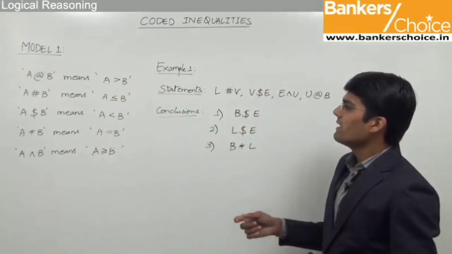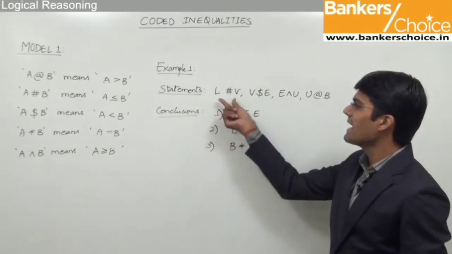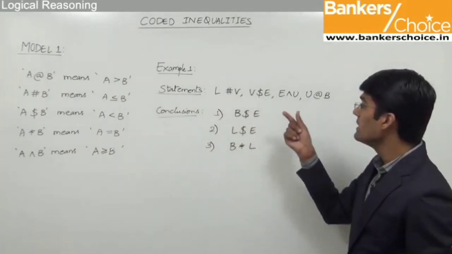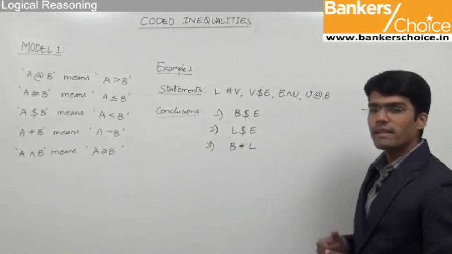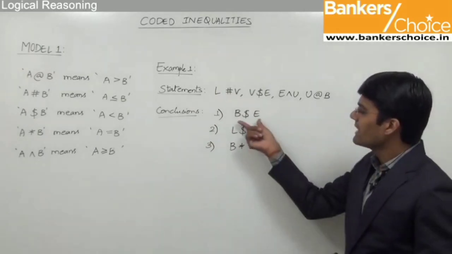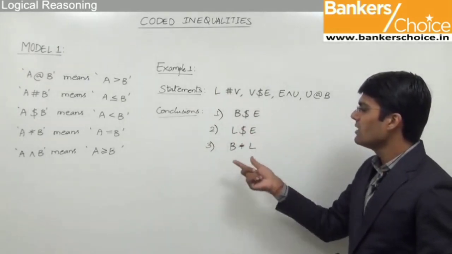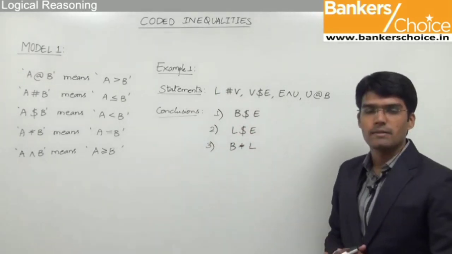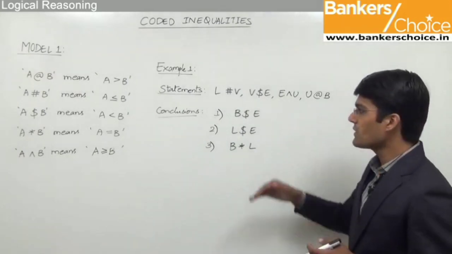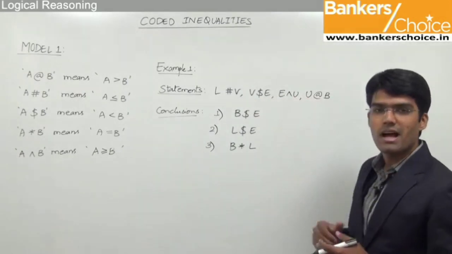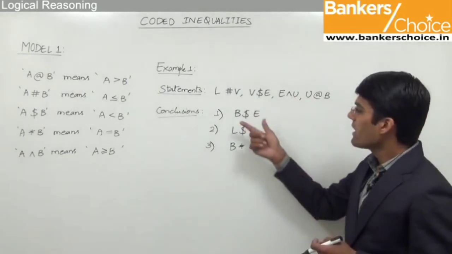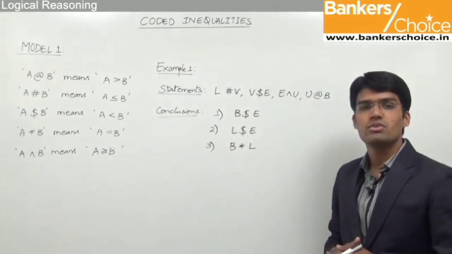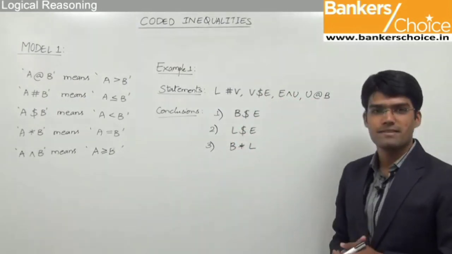Now the question here has got some statements, that is L#V, V$E, E∩U and U@B. And it has got three conclusions, B$E, L$E and B*L. What we need to do here is assume that the given statements are true, and then we have to find out which of the given conclusions follow the given statements.